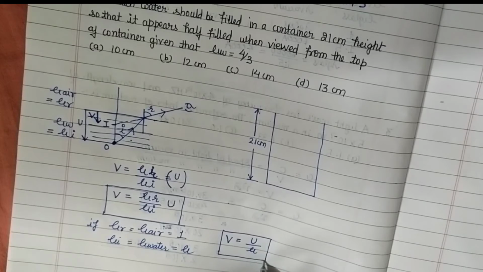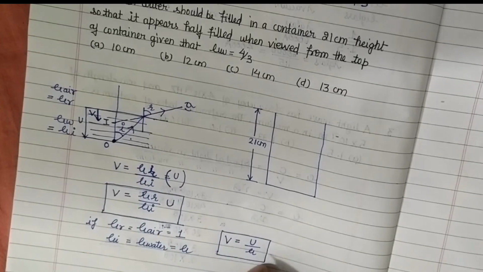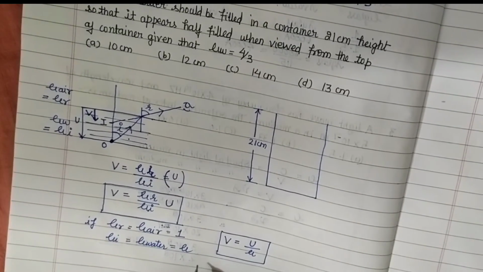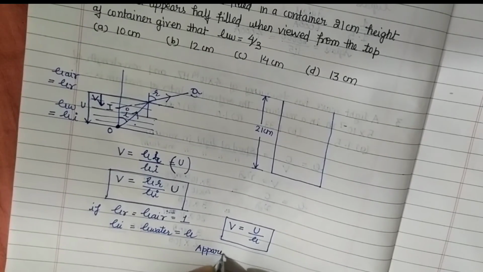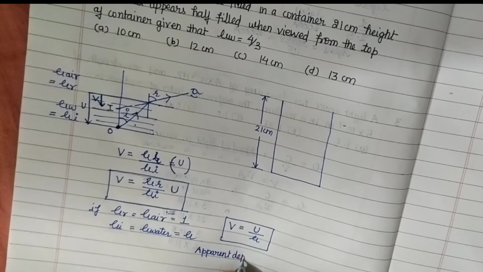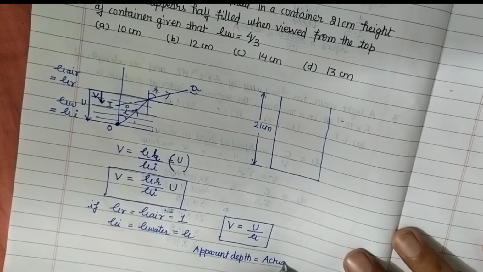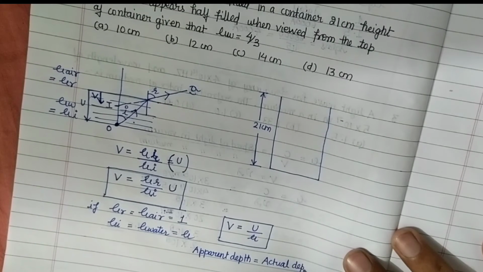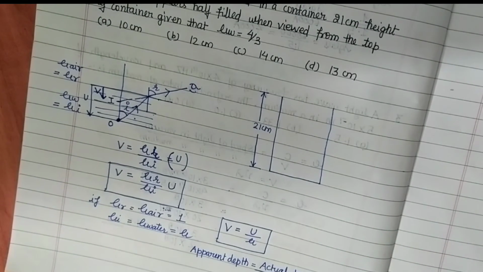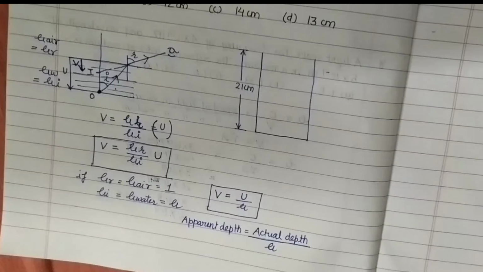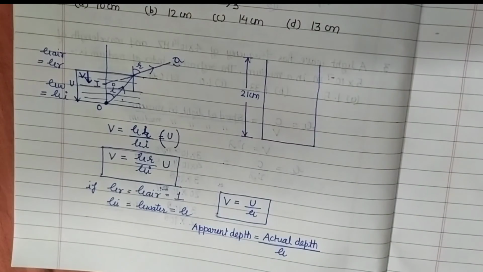Many people will tell you it in this way. So from where it has come, I have told you. The meaning is that apparent depth will be equal to actual depth divided by mu, the refractive index of the medium. So from where this formula has come, I have derived here. You can go through the derivation, but remember these things which I have told you.